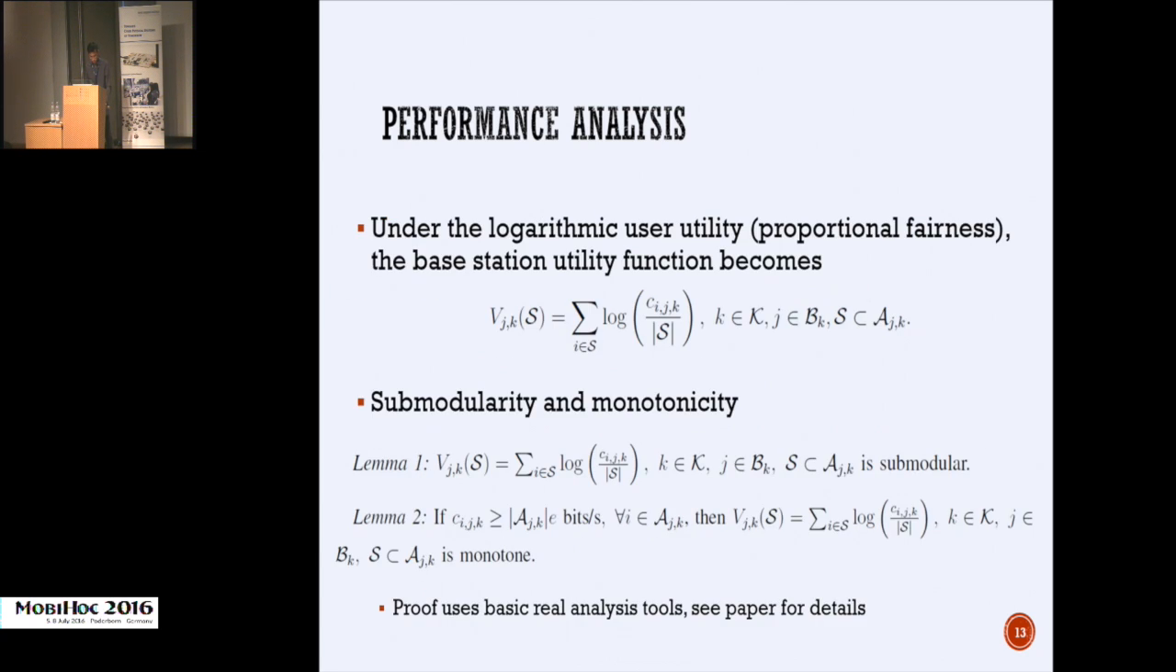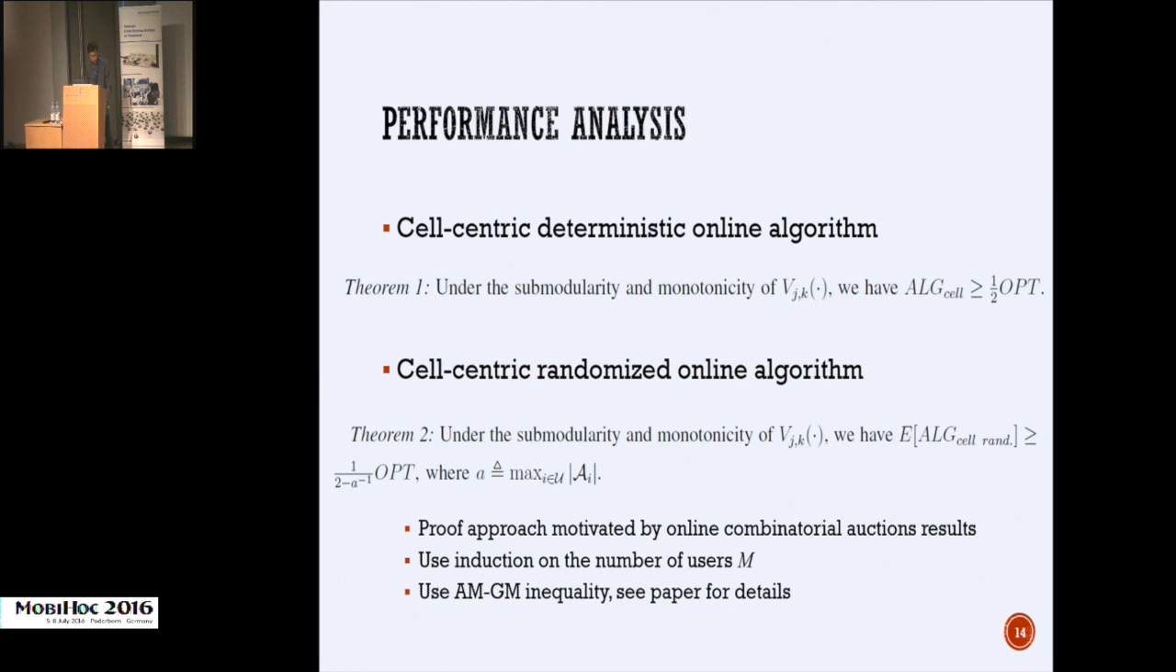With these two results, we have some theory. The first one is for the deterministic algorithm. We can show that under submodularity and monotonicity, the CELL-centric deterministic algorithm achieves a utility greater than half of the OPT, the offline optimum.